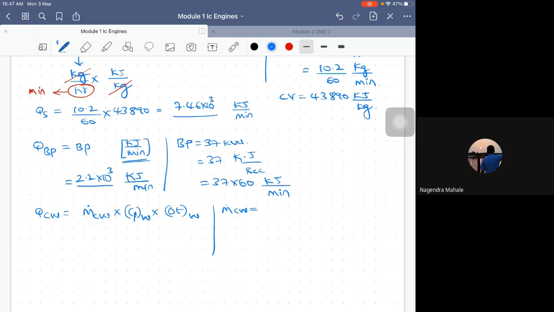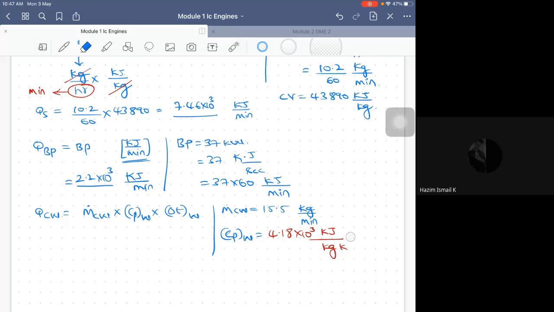It is 15.5 kg per minute. I think already it has been given on a minute basis, right? No need to worry then. Cp value of water, I told you to remember this. That is 4.18 into 10 to the power of 3 kilojoules per kg Kelvin. So that is the value of the Cp of water.